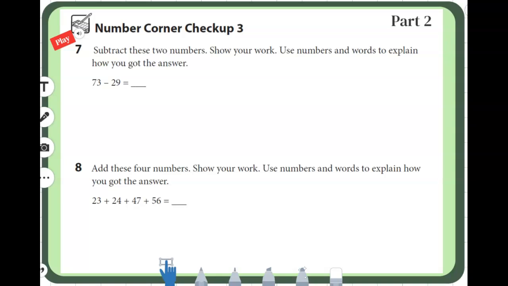Number 8 says add these four numbers. Show your work. Use numbers and words to explain how you got the answer. Add together 23 plus 24 plus 47 plus 56. How can you add those numbers together? What would be the best strategy for you? Show your teacher how you know the answer.